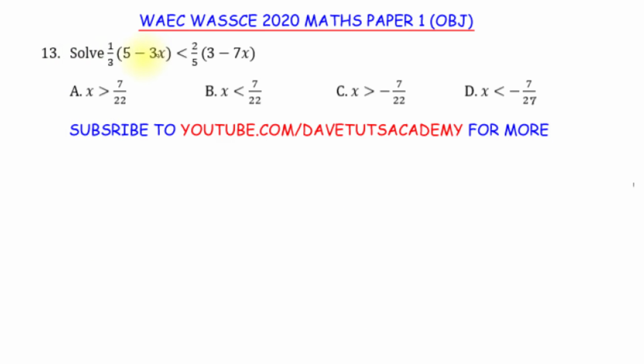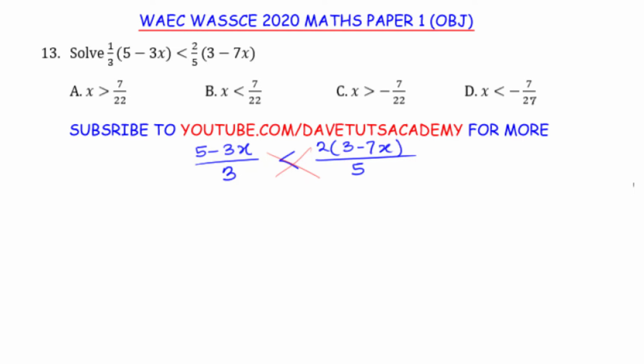In this question, we are to solve this inequality: 1 over 3 multiplied by 5 minus 3x is less than 2 over 5 multiplied by 3 minus 7x. So we can just directly write this as a numerator over denominator, like here. 1 times the whole of this will still retain that, so we'll still have 5 minus 3x. Then the denominator, that is 3, is less than 2 times the whole of the numerator, so we have 2 times 3 minus 7x over 5, which is the denominator. And with this well simplified, we can just cross multiply, okay?